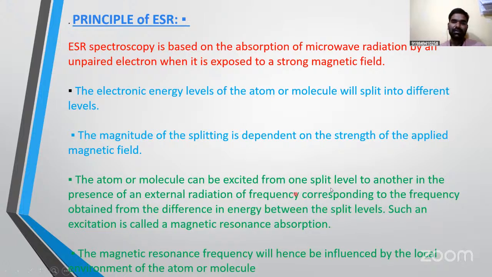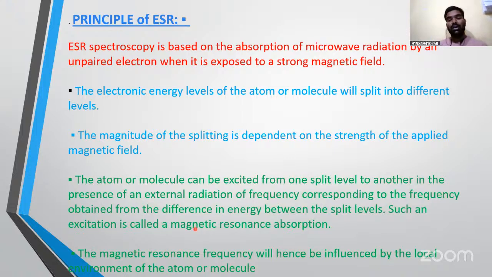The atoms can be excited from one split level to another in the presence of external radiation of frequency. Whenever external radiation is given, excitation of these atoms may occur from one level to another level, corresponding to the frequency obtained from the difference in energy between the split levels. Such excitation is called magnetic resonance absorption.